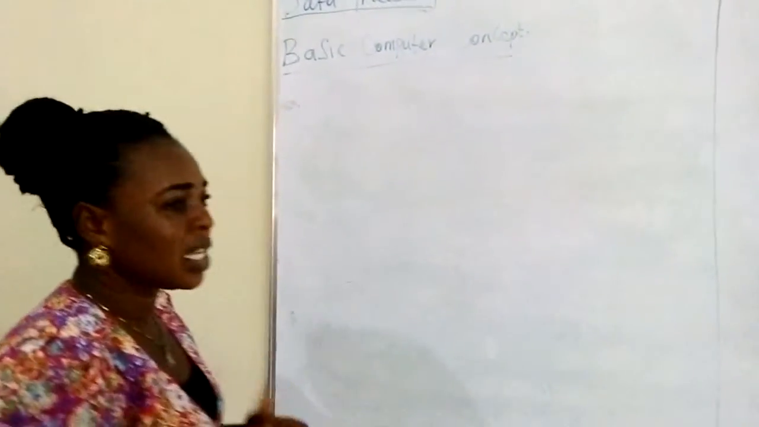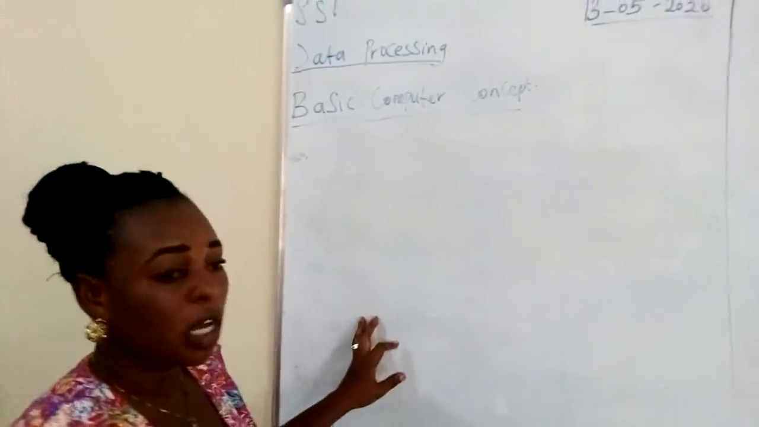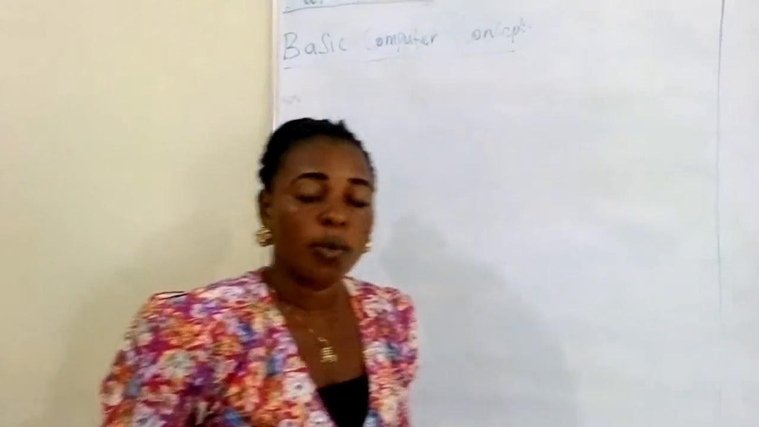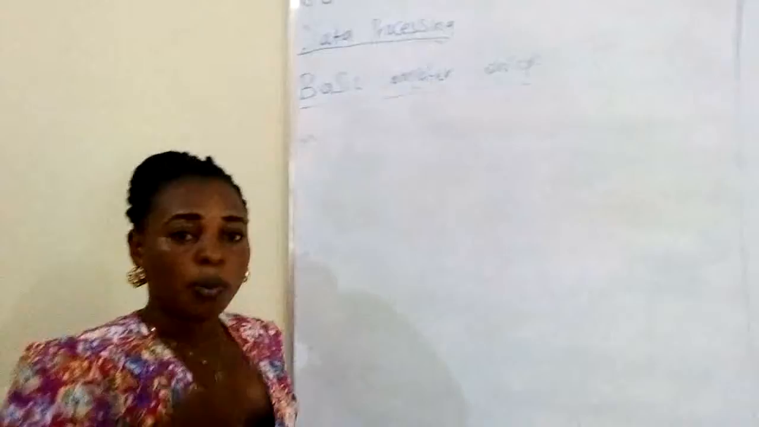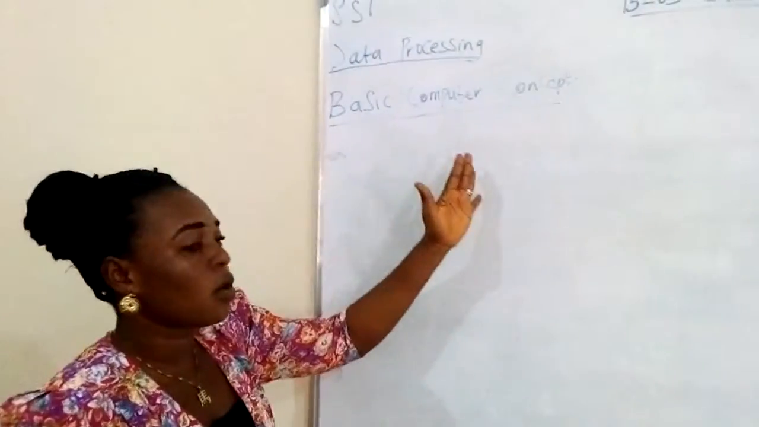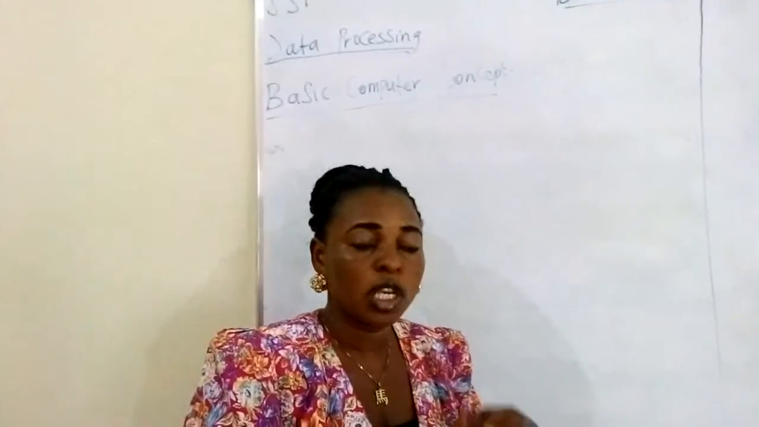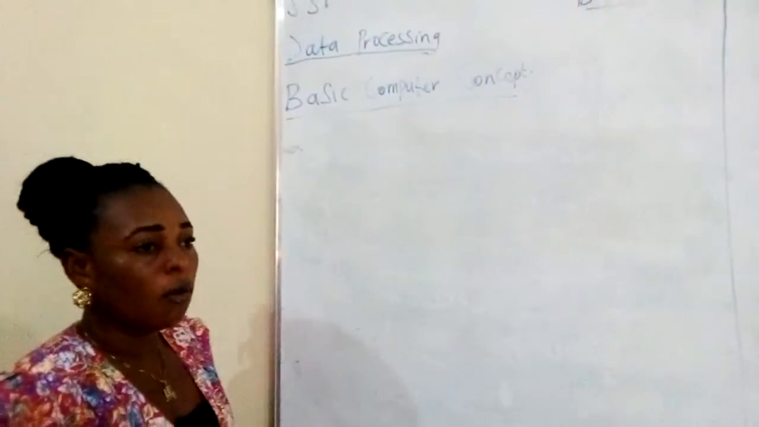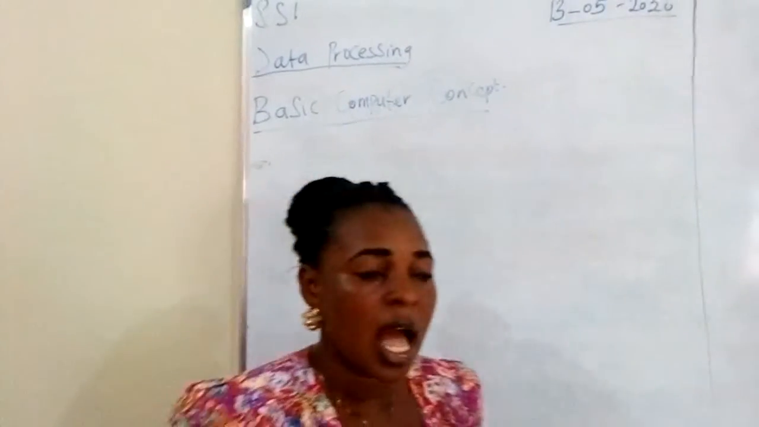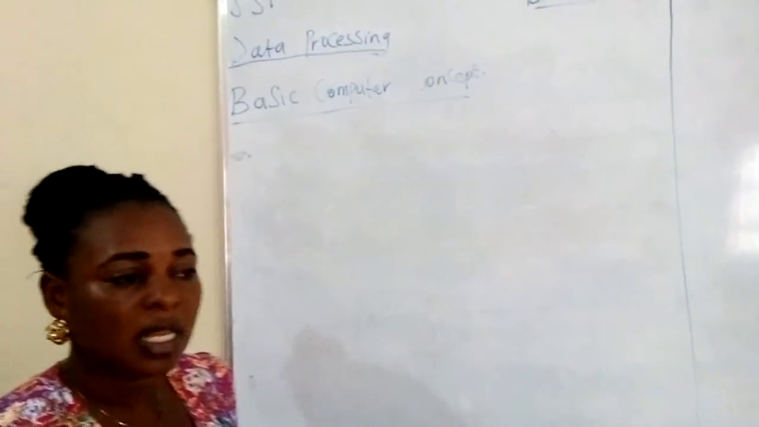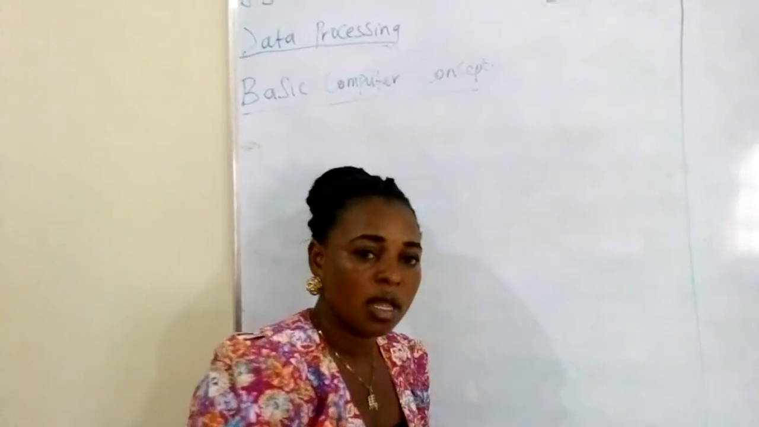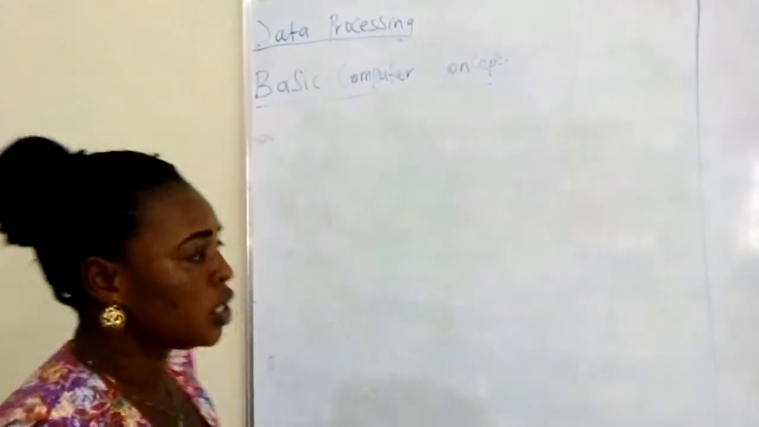So what are those basic things that are considered in computer operation? First of all, you will agree with me that the first thing you do in the operation of your computer is to power on. So when we talk about basic computer concepts, we talk about the booting process of the computer. We are going to look at what booting is, types of booting, how the booting process takes place, and the activities that go on in the computer during the time when the computer is booting.